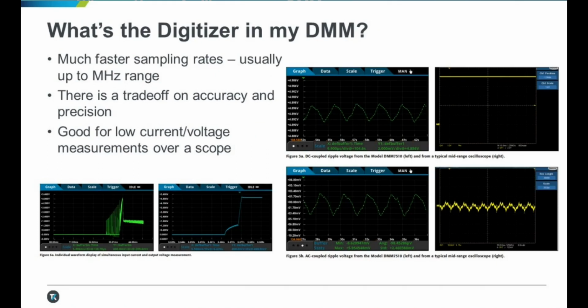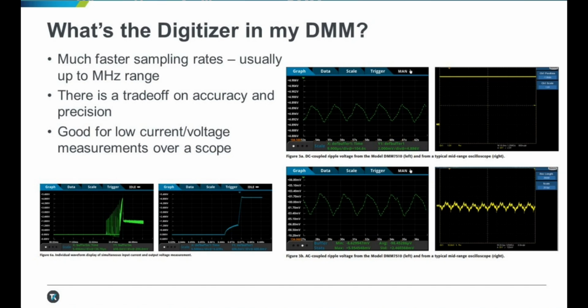The digitizer in the DMM is not using the integrating A to D, which is the part that's forcing us to take measurements over the period of the line power signal. That's what's making the DMM slow. So because we've eliminated that, we can now up our measurement rates. And typically with a DMM digitizer, we're looking at sampling rates in the kind of megahertz range, like 1 megahertz would be the maximum.